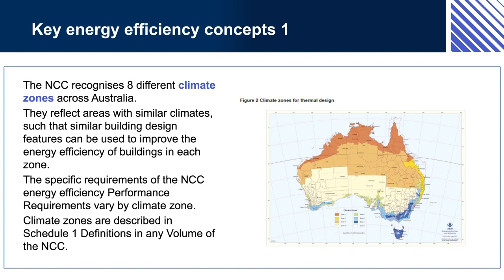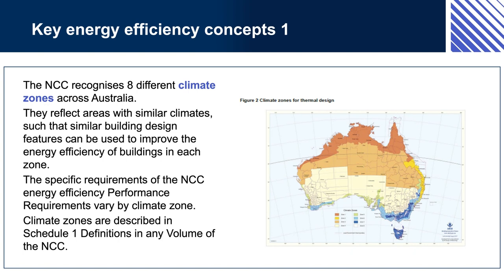The different climate zones are shown by the different colours. Climate Zone 1 is the dark orange colour in northern Australia. Climate Zone 8 is the white parts in the southeast of the country. The 8 NCC climate zones are described as Climate Zone 1, high humidity summer, warm winter. Climate Zone 2, warm humid summer, mild winter.